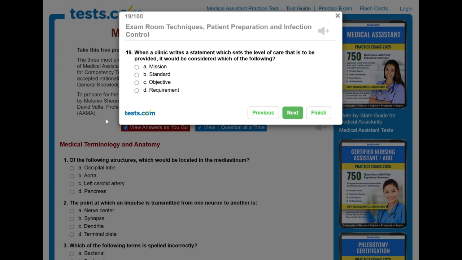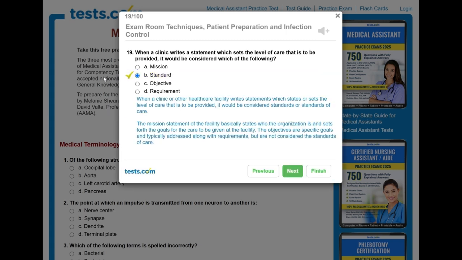Question 19. When a clinic writes a statement which sets the level of care that is to be provided, it would be considered which of the following? A. Mission. B. Standard. C. Objective. D. Requirement.